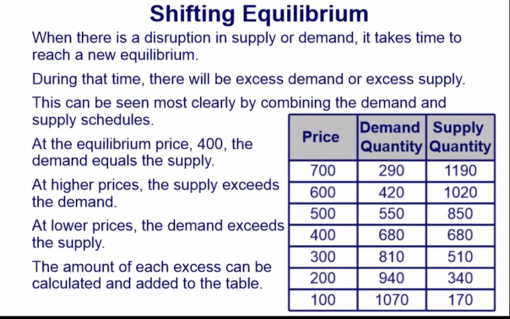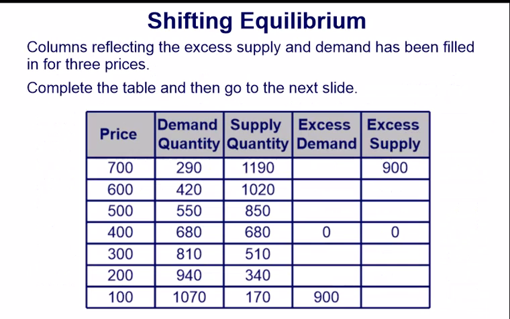This can be seen most clearly by combining the demand and supply schedules. At the equilibrium price, 400, the demand equals the supply. At higher prices, the supply exceeds the demand. At lower prices, the demand exceeds the supply. This amount of each excess can be calculated and added to the table.